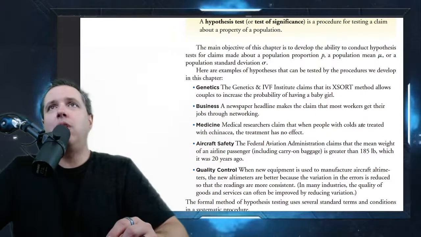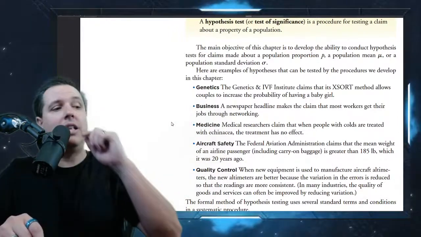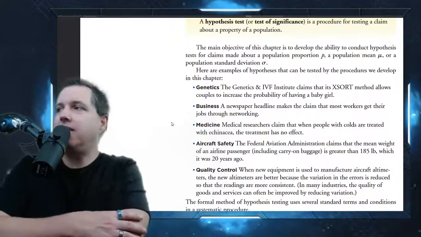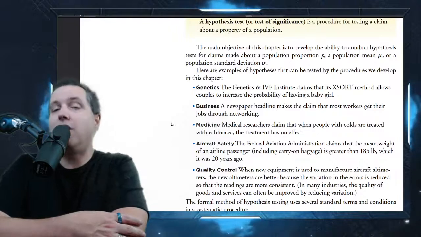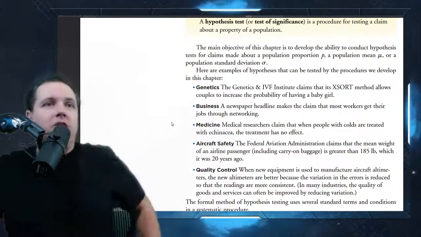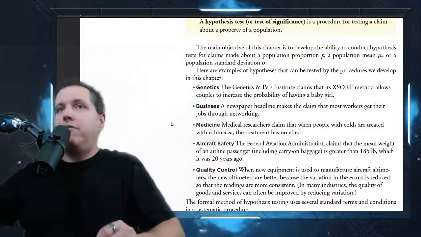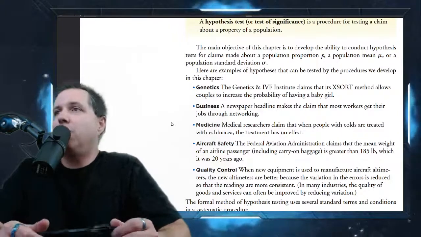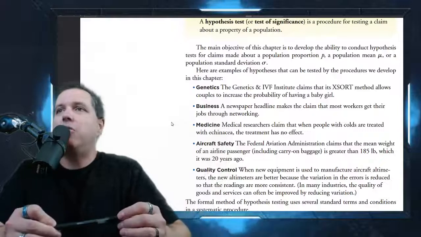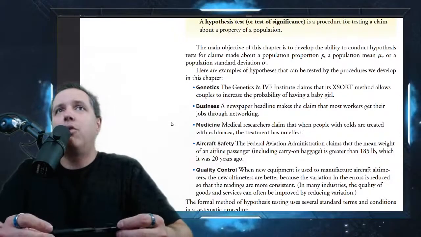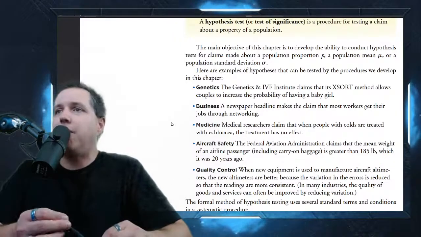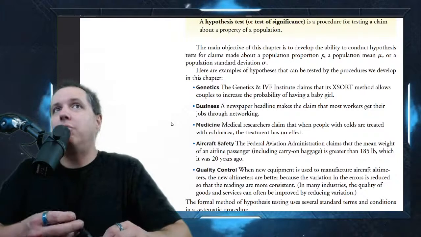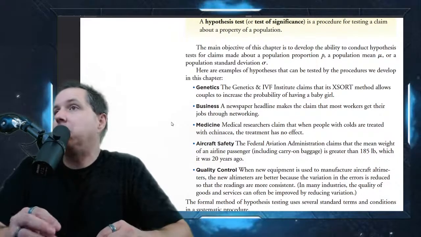Medical researchers claim that when people with colds are treated with echinacea, the treatment has no effect. Here's a big one, because medicines in this country are regulated by the government, since there's a long history of people just making things up and then trying to make money off people who are trying to look out for their health. You've heard the whole thing, snake oil salesmen and stuff like that, where people go around selling things that aren't really helpful. We even see that today, and there's controversy with many items available in today's society, and we need to know, are these things helpful, right?